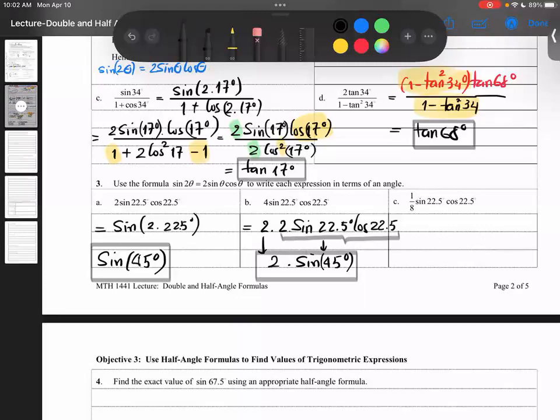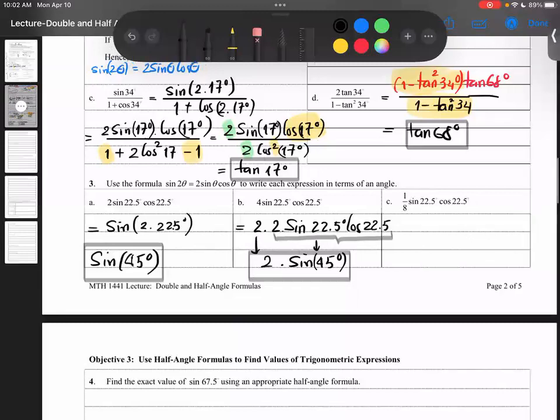C, someone else do C for me. Let me write out the sine and cosine part: sine of 22.5 degrees, cosine of 22.5. I'm bringing down the 1/8. Leave a little space in between. In order to convert into the double angle formula, I need a 2 here. I don't have it there, not yet. So if I put a 2 here, I have to divide by 2, so I don't change it. Does that make sense?